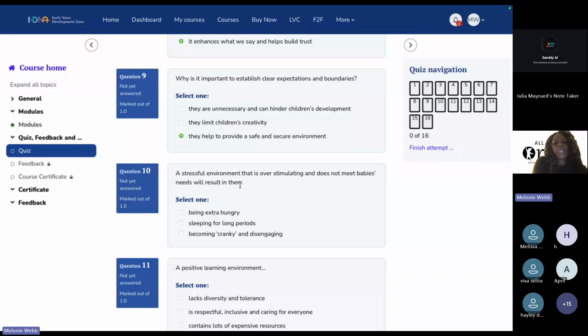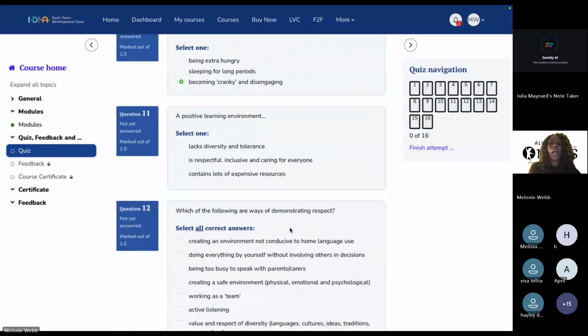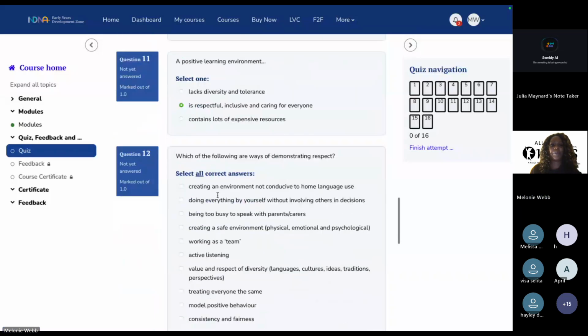Number 10, a stressful environment that is overstimulating and does not meet babies' needs will result in them 1, being extra hungry, 2, sleeping for long periods, 3, becoming cranky and disengaged. 3. Thank you. A positive learning environment, 1, lacks diversity and tolerance. 2, is respectful, inclusive, and caring for everyone. 3, contains lots of expensive resources. Second one. 2. Thank you.